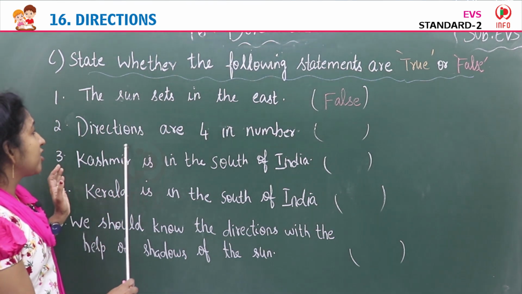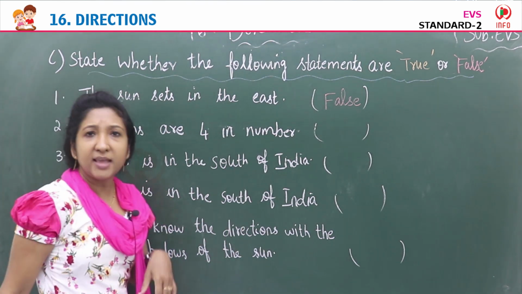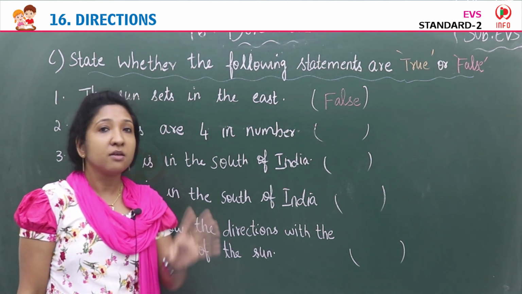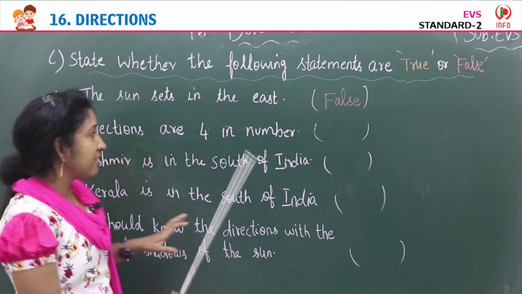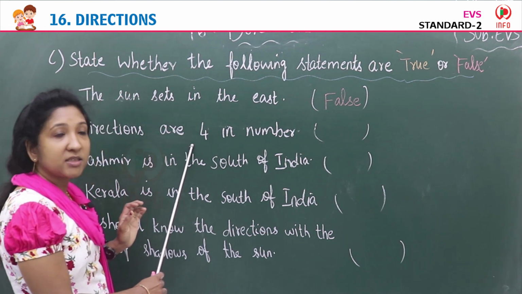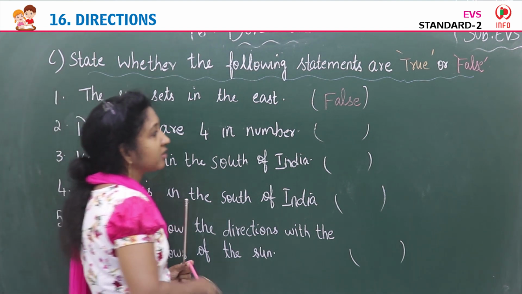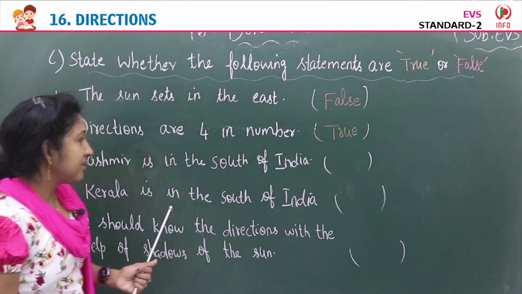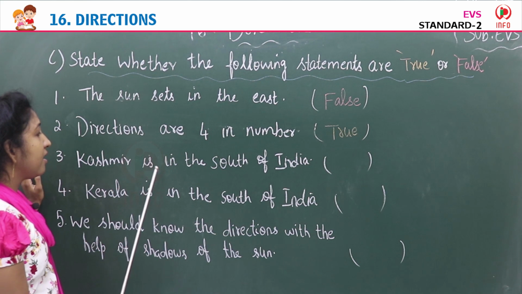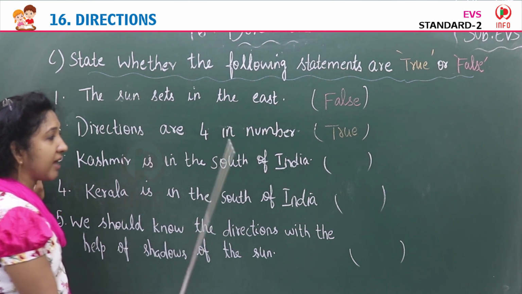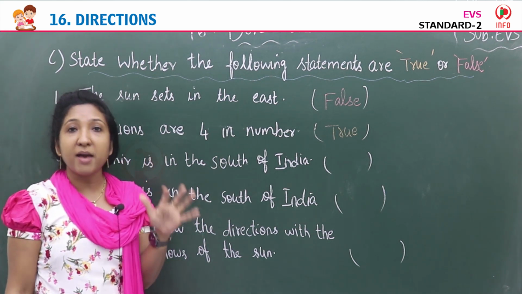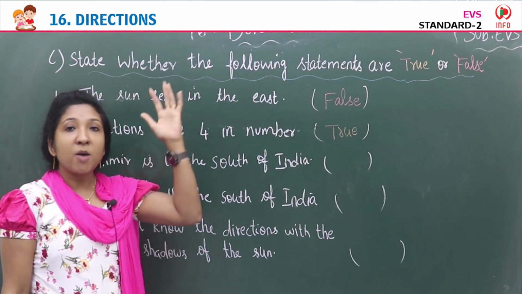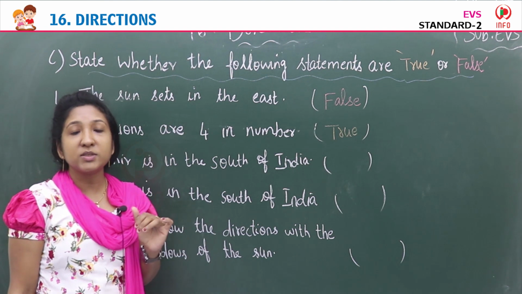Second, directions are 4 in number. Is it? How many directions do we have? 4. Yes. So the given statement is correct. It is true. So you can write true here. T-R-U-E, true. Next, third, Kashmir is in the south of India. If you hang a map here or on a wall, the top shows north, the bottom shows south.